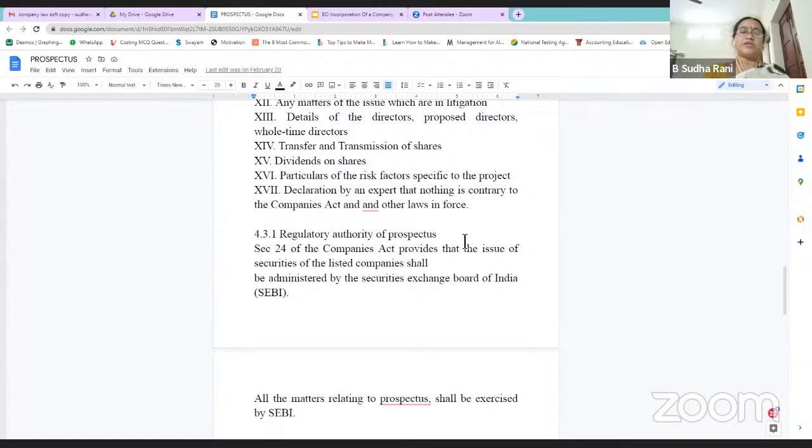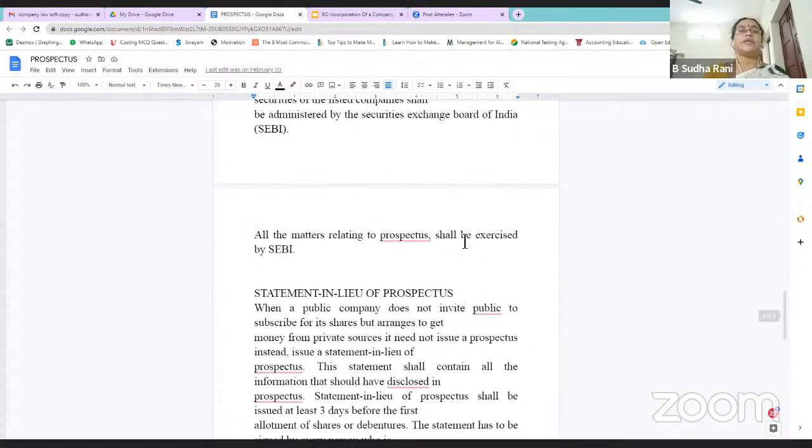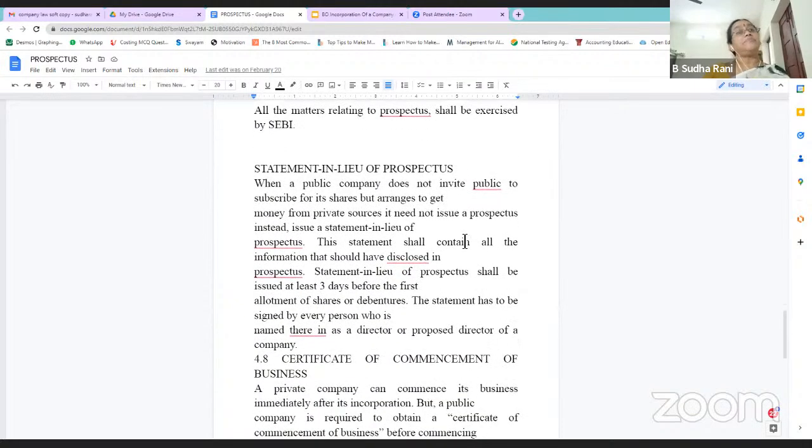Okay, that's about the prospectus. Now I said it is a must for a public limited company, right? Sometimes public limited companies also do not invite the public to subscribe to their shares. They also want to raise their capital among the members themselves only. But for a public company, it is important to raise its capital by issuing the prospectus. Issue of prospectus is a must for a public company. But there are certain public companies which do not raise their capital from the public. In such cases, those companies will prepare a statement called a statement in lieu of prospectus. What does it mean? In lieu means in place of the prospectus, they'll prepare a statement. That is called a statement in lieu of prospectus, which contains all the details.